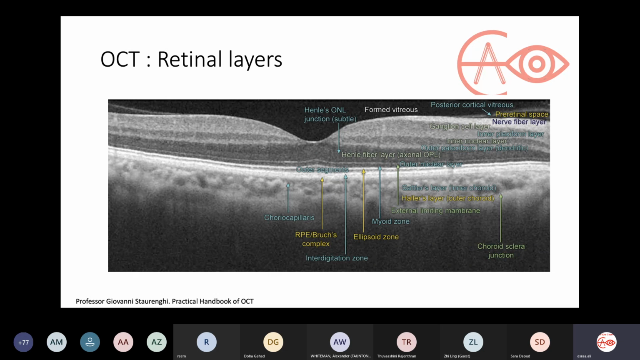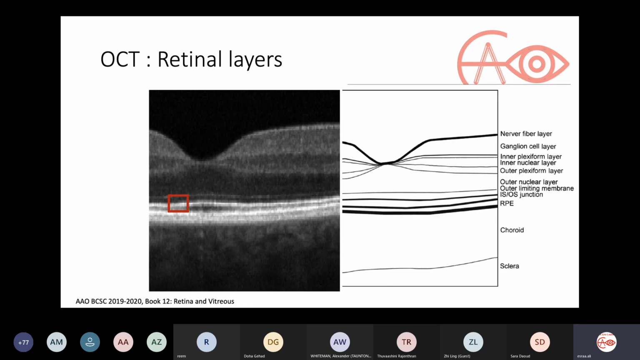So this is the basic image of the OCT. Whenever you see it, or whenever I saw it before, it always creeps me out that it has so many labels and all of them just merge together. But we will simplify how they are, and you'll be able to identify them without going through the 10 layers. Let's see how we can do that.